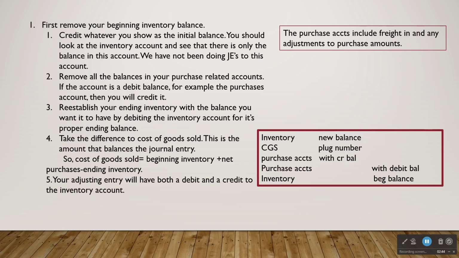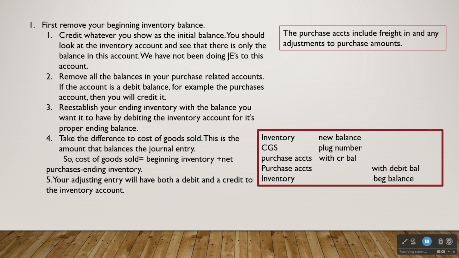Then you want to establish a new ending inventory number. That will be your debit. So you will debit for the new inventory number. The difference should be such that you will need a debit to make your journal entry work, and that debit should be your new cost of goods sold.